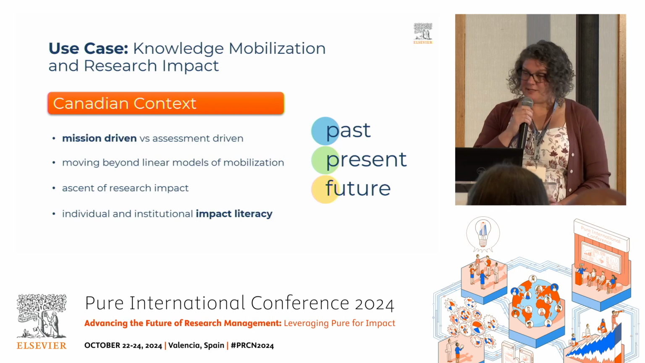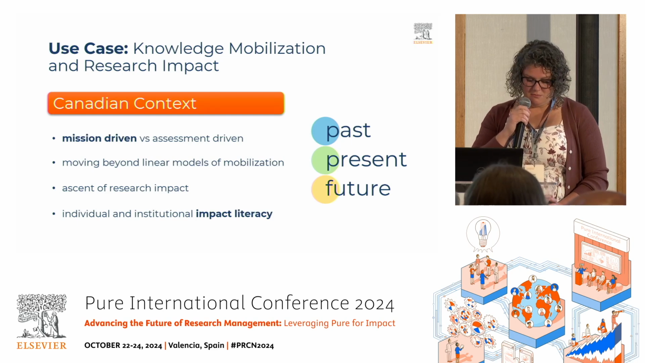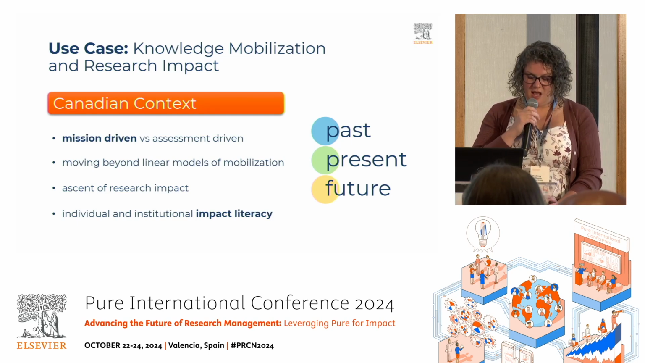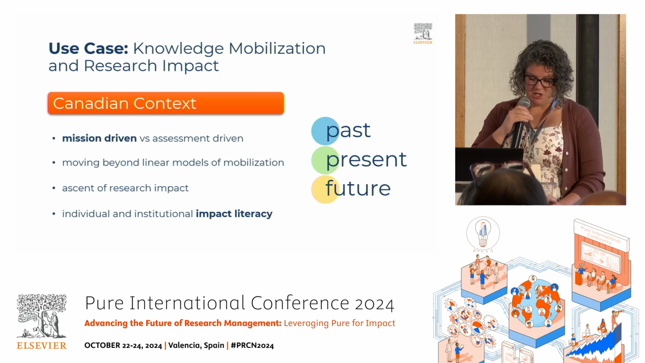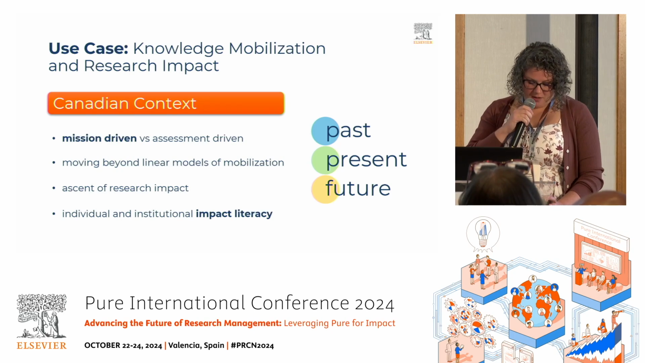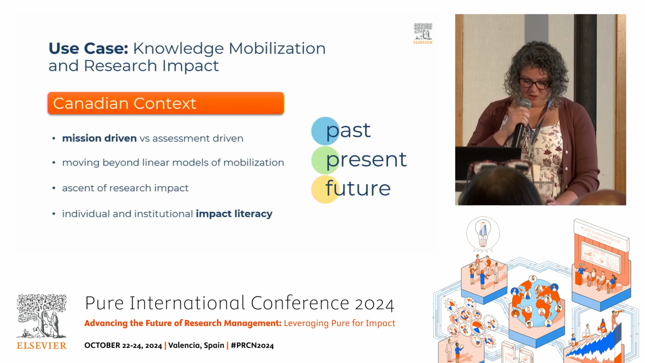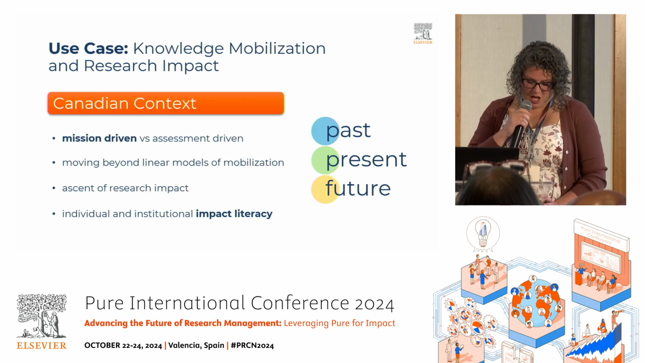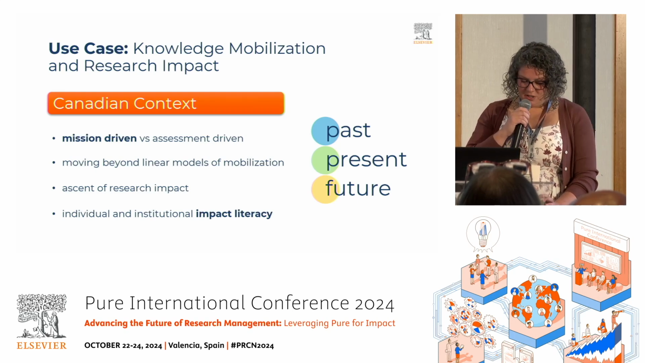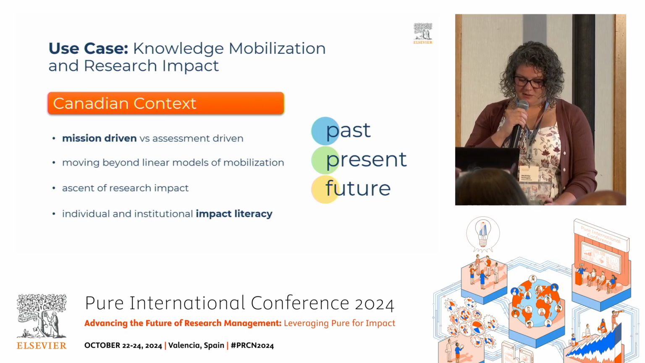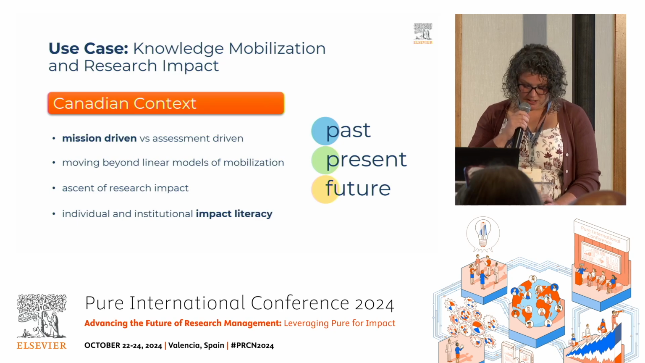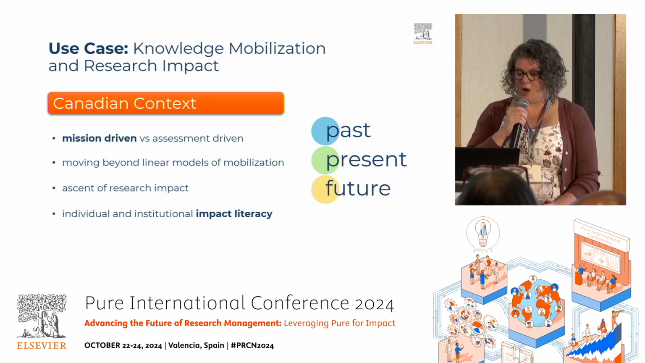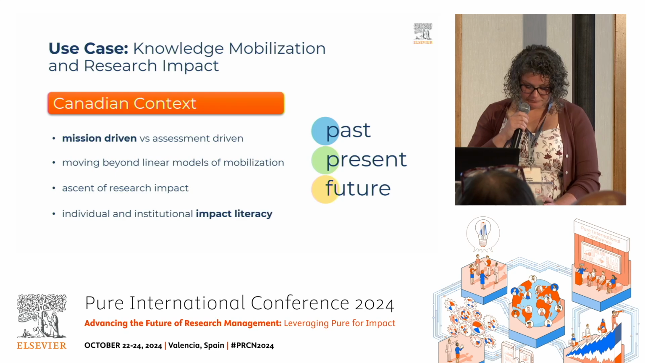In the past, our focus, as I mentioned, has been on that linear model of knowledge mobilization, that one-way sharing of information, such as dissemination, tech transfer, commercialization activities. We have always been aware that academic research should have an impact on society, but there's this disconnect between our awareness and really requiring anything to be done about it.